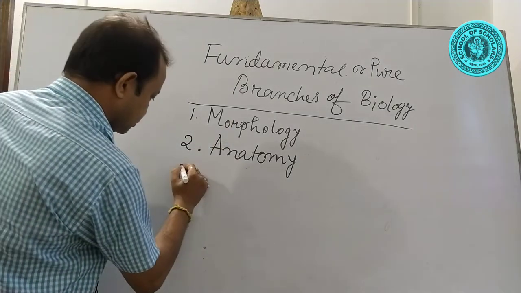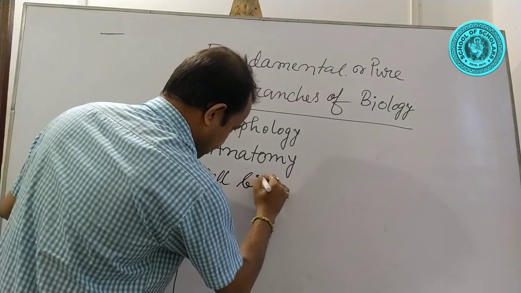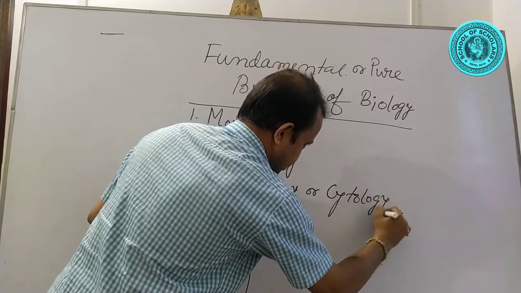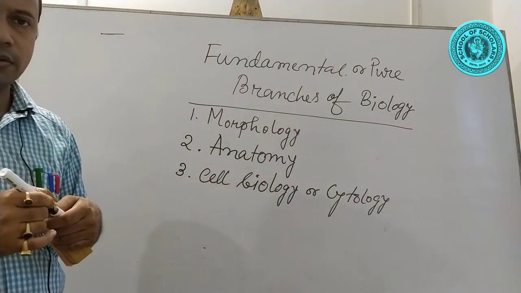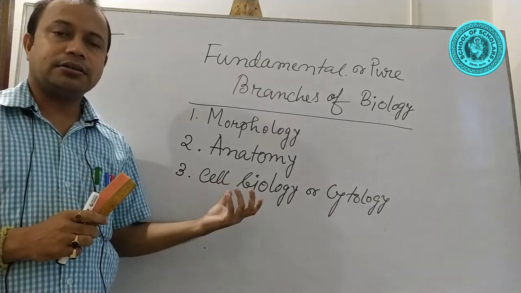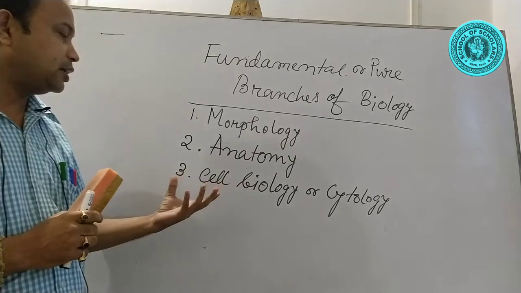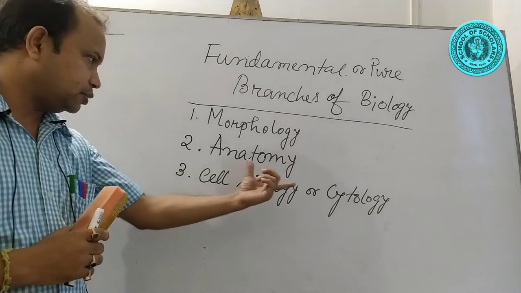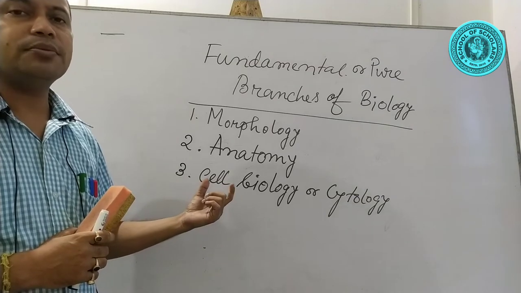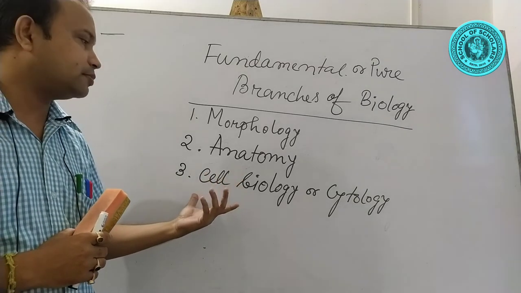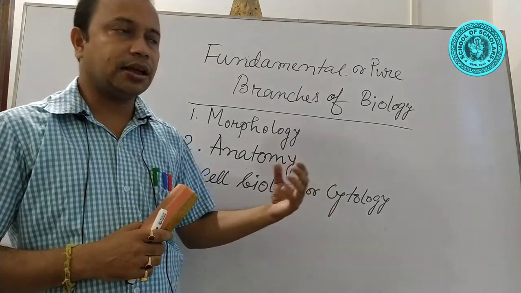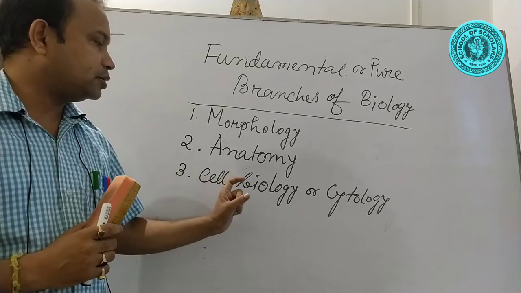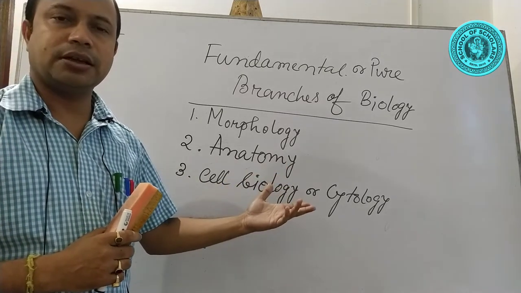Next one is cell biology or cytology. These branches are related with cell. That means study of cell is otherwise called cell biology or cytology. But there is a little difference in these two branches. Cell biology means study of structural and functional aspects of cell, and cytology is the microscopic study of cell. That means study of the ultrastructure of the cell. Therefore, cell biology and cytology are related to the study of cells.